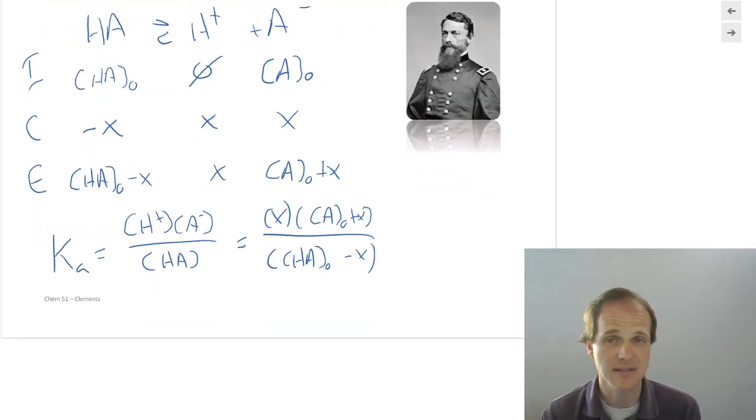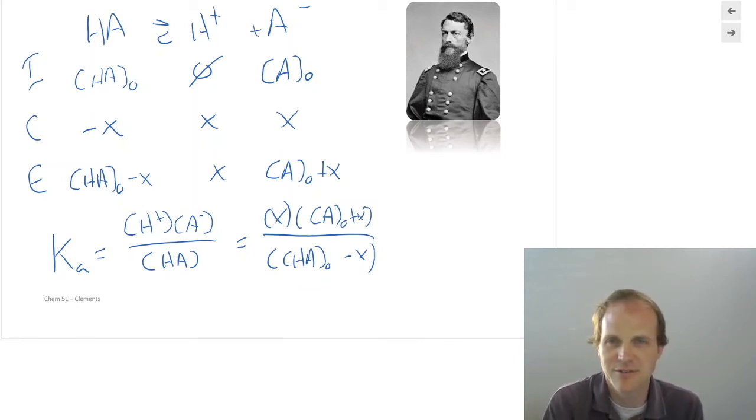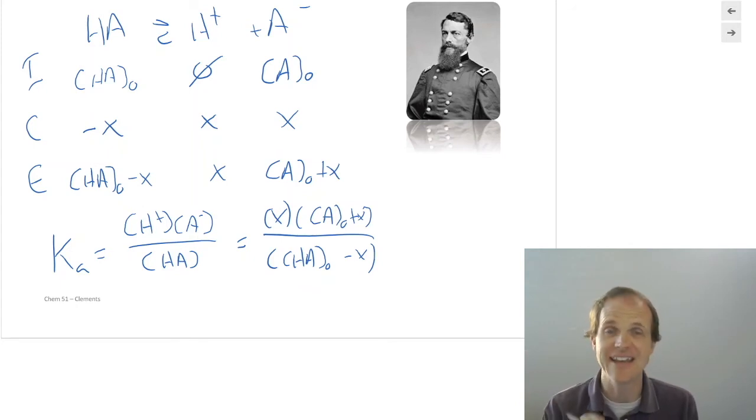What do you think? Small x assumption? You're like, I don't know. Didn't you say we have to have a few orders of magnitude difference between Ka and concentrations in order to use the small x assumption? And I did say that. And this general case that we're deriving, you still need to have that, right? It hides it.